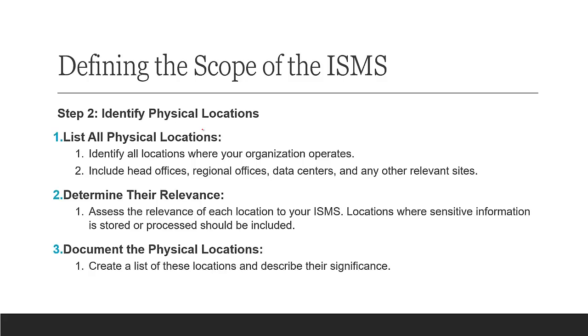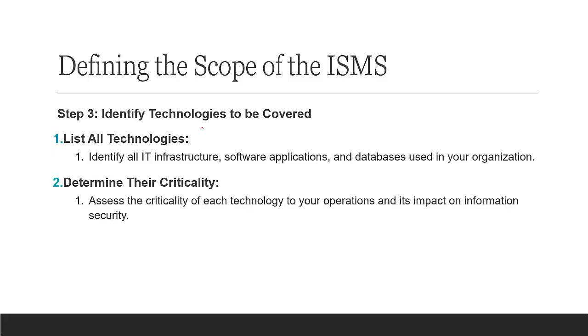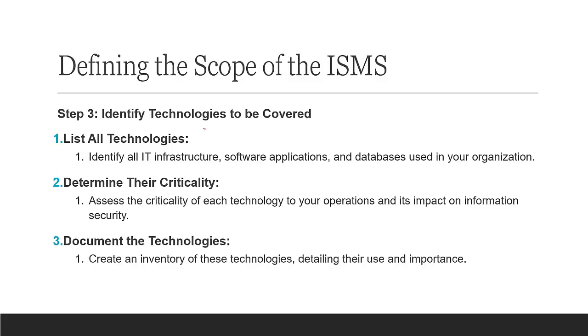So that is also very important. Then you document the physical locations. That is basically part of step 2, where you identify the physical location. Then we have step 3, where you identify the technologies covered in the scope, like IT infrastructure, CRM, data centers. It's not necessary to document the criticality, but at least you need to document the list of technology, like servers and CRM, which is part of the scope.